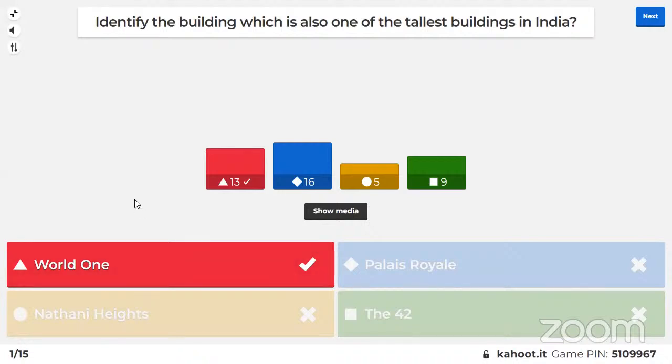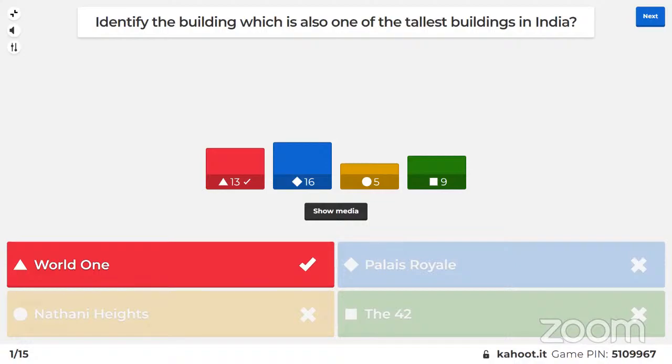All right, so time's up. So the answer is World One. World One is the tallest completed building in India. It is a 280-meter building and it is a 76-floor building. It is under the Lodha Group, and it is designed by the world famous American-based architecture firm Pei Cobb. Okay. So that's regarding World One.